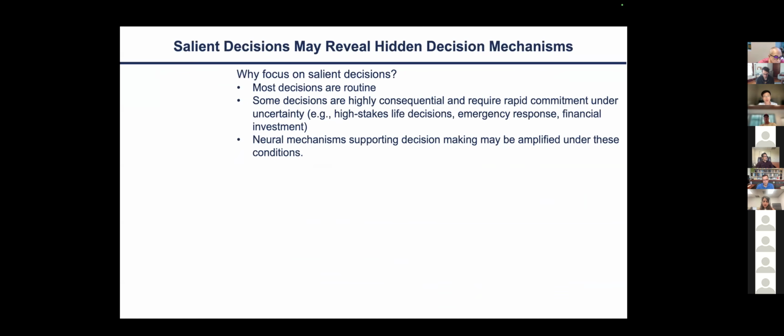Our strategy is to focus on the salient decision. What's a salient decision? Most decisions are routine. They are just a regular state.